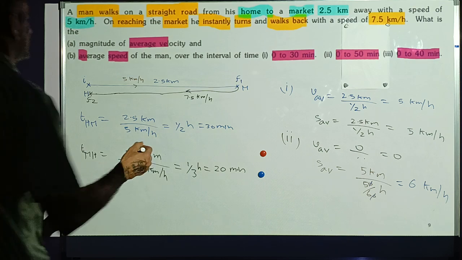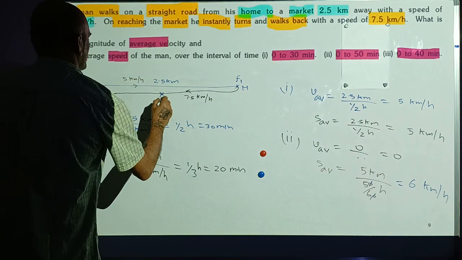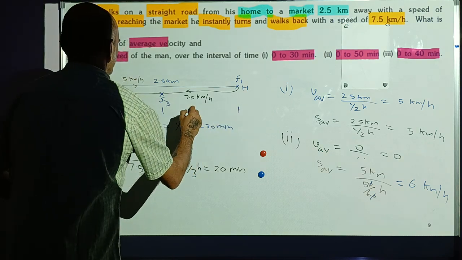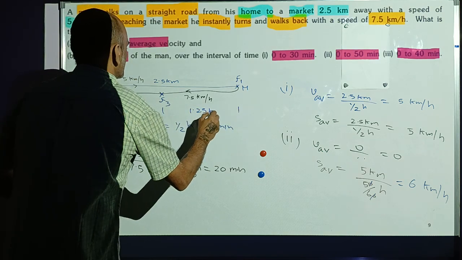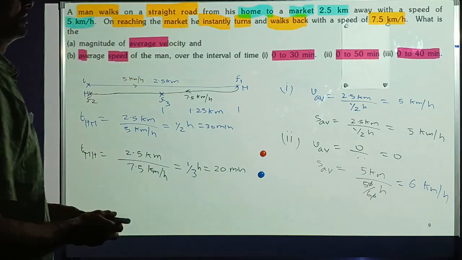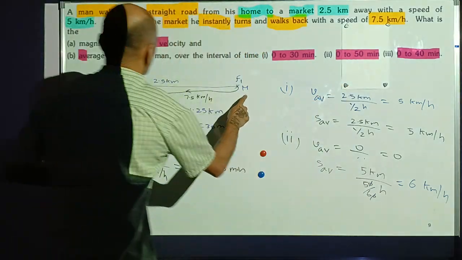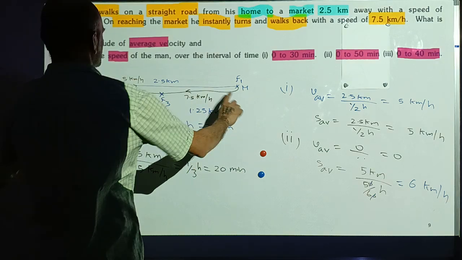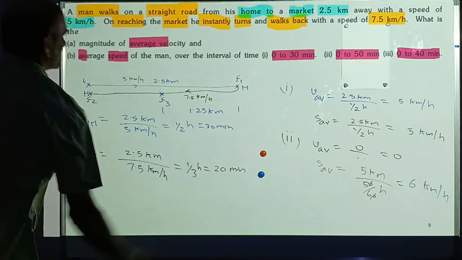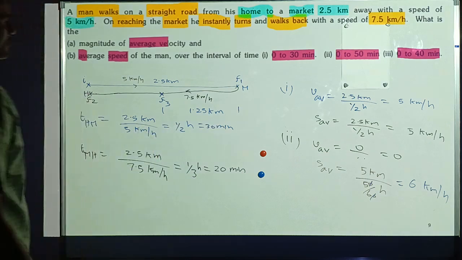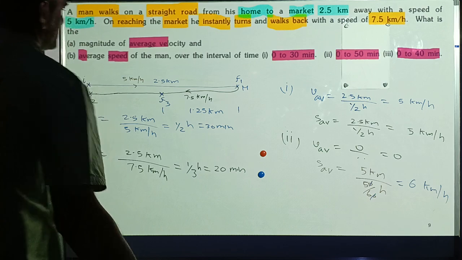Third part of the question, the final position is here, F3, at a distance of 2.5 by 2, which is 1.25 kilometers. Because 30 minutes is needed to go from here to here, the remaining 10 minutes is to go from here to the middle point on the return journey, where the total time is 20 minutes. So in the remaining 10 minutes, you have covered half the distance of the return journey. So it will be the middle of home and market.